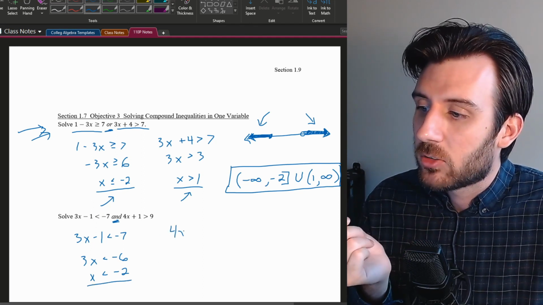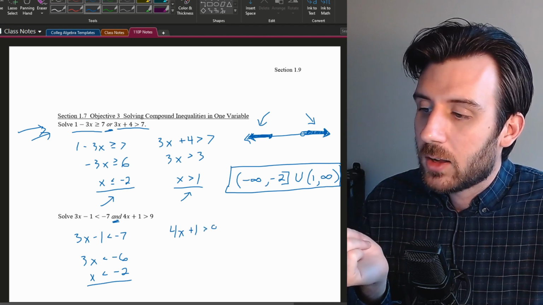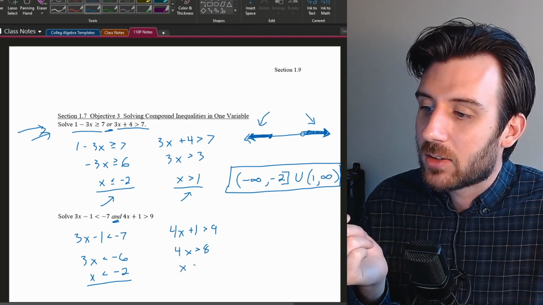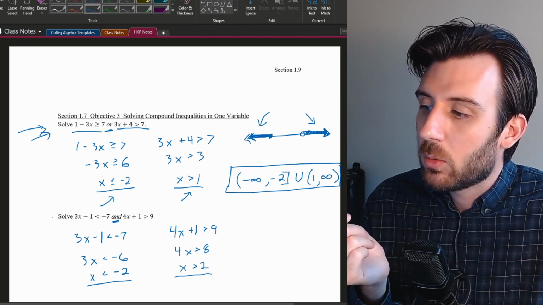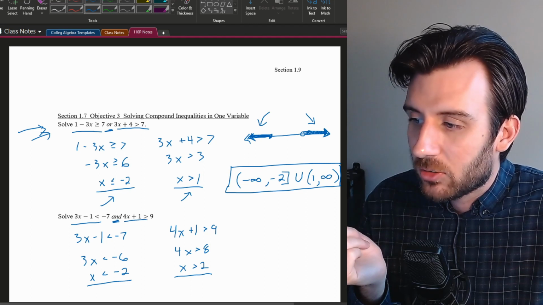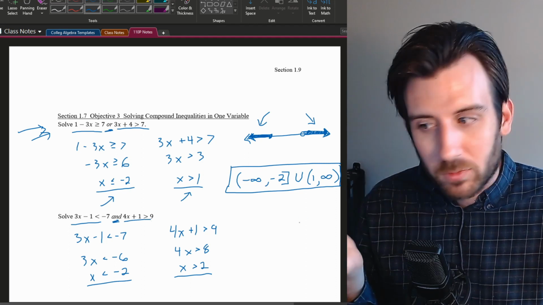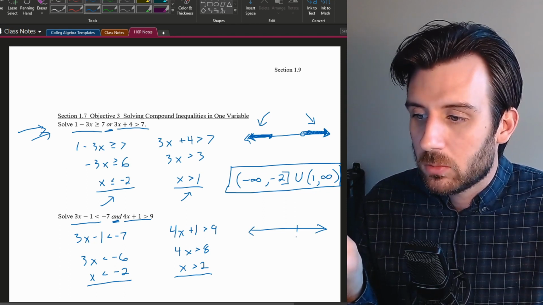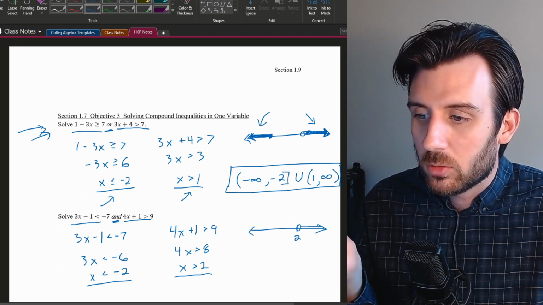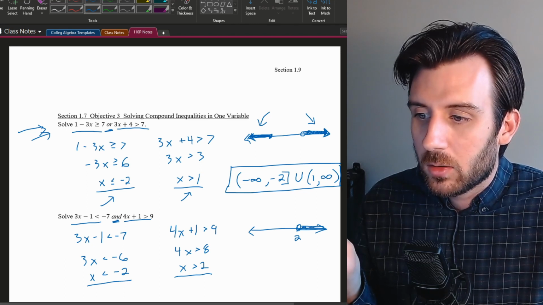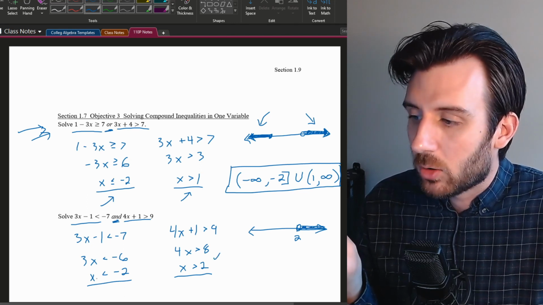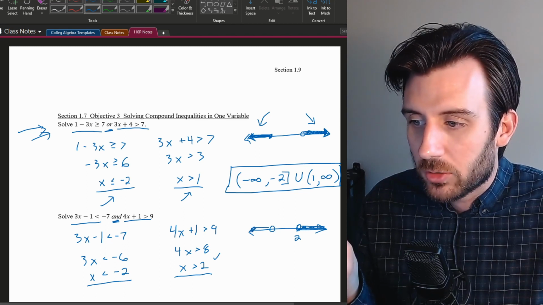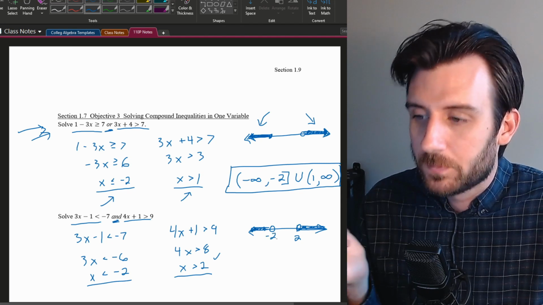I then have 4x plus 1 greater than 9, meaning 4x has to be greater than 8, and then x is greater than 2. So I want to solve both this situation and this situation. Now I'm looking at x values that work for both. So again, in my picture, I'm going to be looking for x values that are above 2, with an open circle at 2 for my inequality over here. And I'm looking for x values that are below negative 2. So put an open circle and say all values that are less than negative 2.